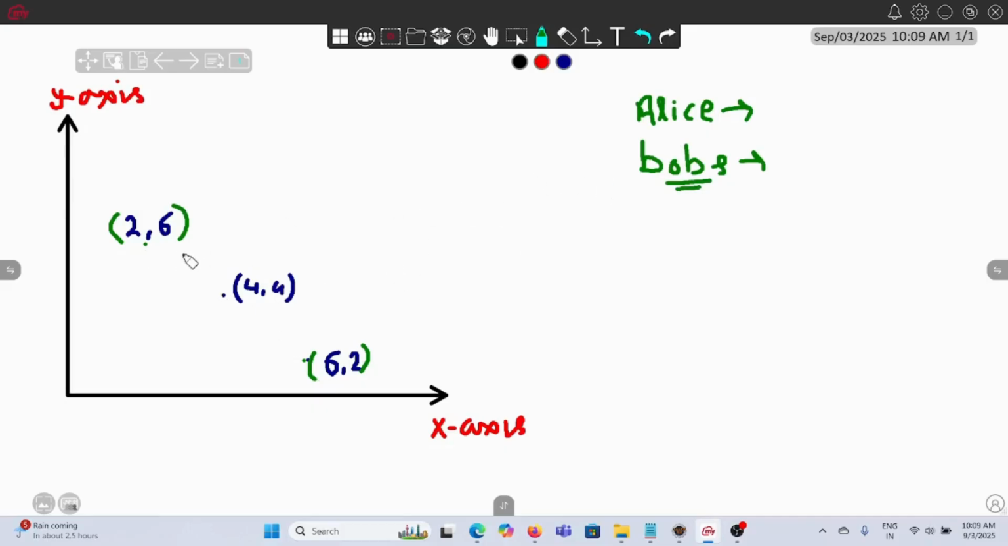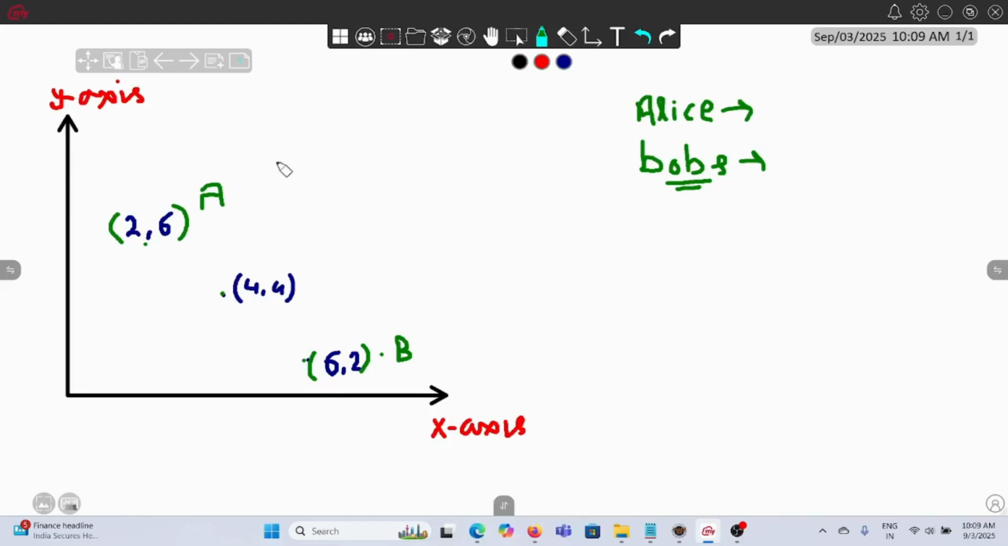If, for example, we are putting Alice here at 2 6, because this is the upper left corner, and we are placing Bob here at 6 2, this is the bottom right corner, right? So it looks like this is placed, but see here, this 4 4 point is lying on this line, so no one should be on the line. And no one should be below the line.